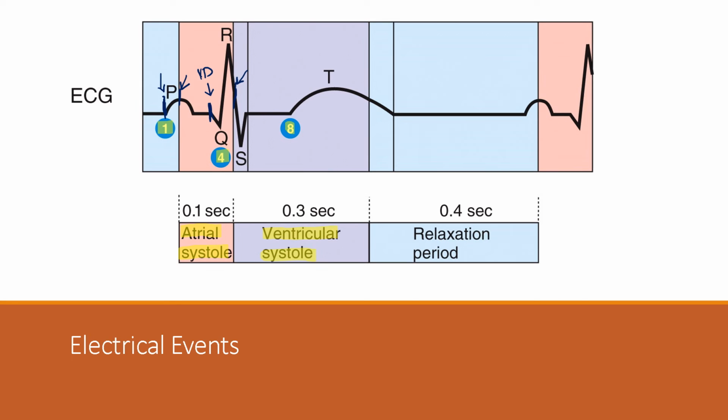Then at number 8 here, we get the T wave in the ECG, which marks the onset of ventricular repolarization. So our main electrical events that occur when we're looking at an ECG are going to be number 1, atrial depolarization. Number 4 here, which is ventricular depolarization. And then number 8 here, which is ventricular repolarization.